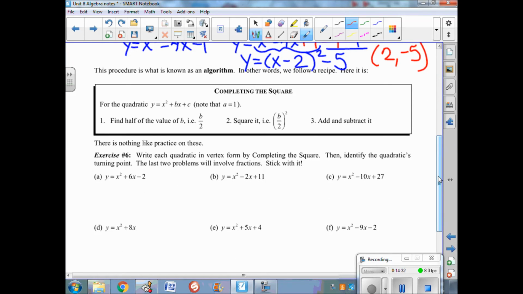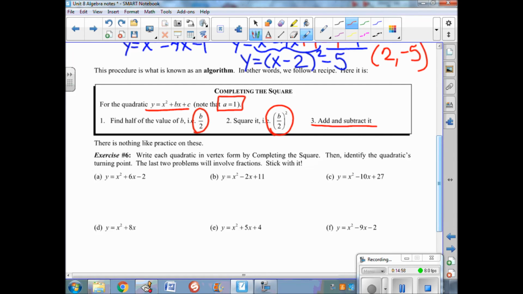It says this procedure is known as an algorithm. In other words, it's a set of steps or a recipe. So here's the recipe for completing the square. If our quadratic is in standard form, and right now our A is 1, it's a little bit of a game changer when our A changes to something other than 1, but we'll tackle that when the time comes. We take half of the B value, then we square it, and then we add and subtract it.